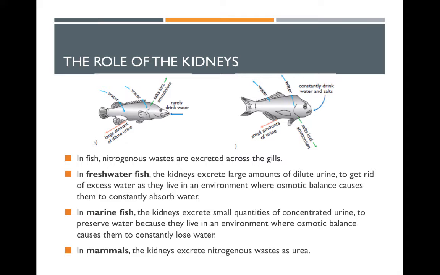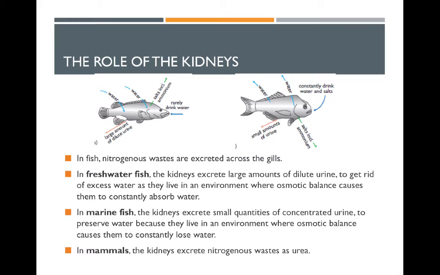So in freshwater fish, their kidneys excrete a lot of very dilute urine. The urine is watered down quite a lot. That's because they have so much excess water coming into their bodies that they need to try and get rid of. Because the environment that they live in means that water moves into their bodies and they're constantly absorbing it.